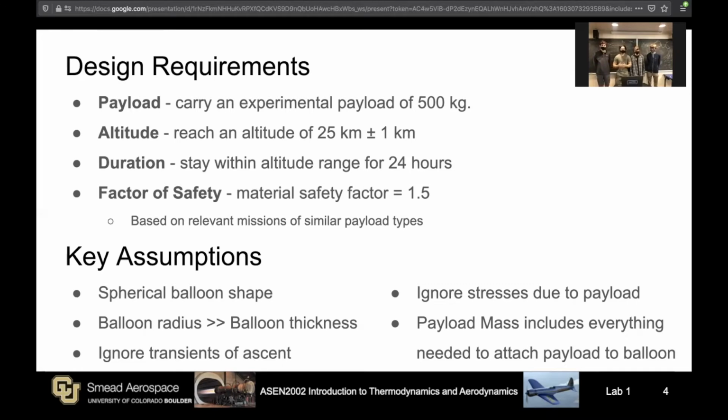So some of the key assumptions for this project: we are assuming that we have a spherical shaped balloon. We are assuming that the balloon radius is much greater than the thickness, making the thickness negligible. We're going to be ignoring transients of ascent, meaning that we're just appearing at our 25 kilometer altitude. We're going to be ignoring stresses caused from the payload, and the payload mass includes everything needed to attach the payload to the balloon.